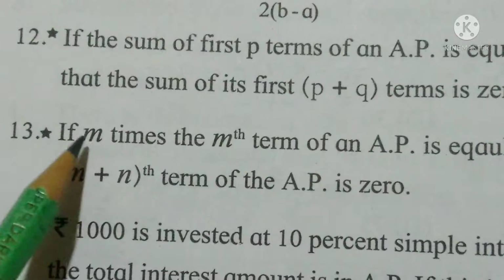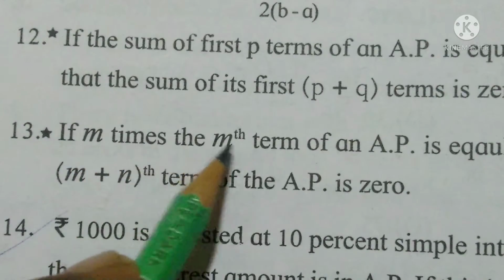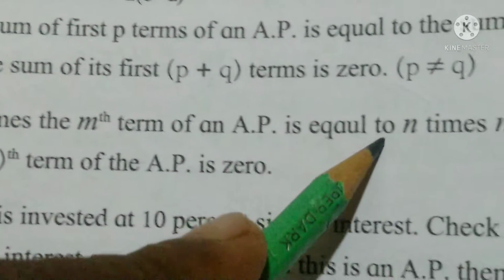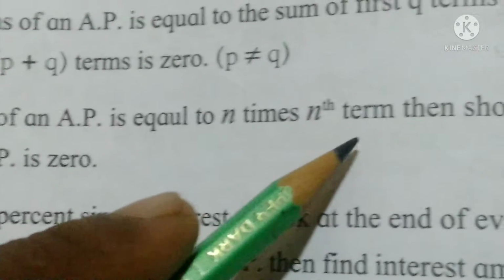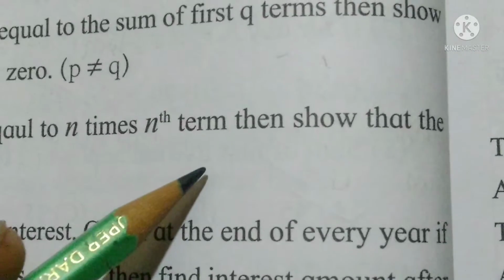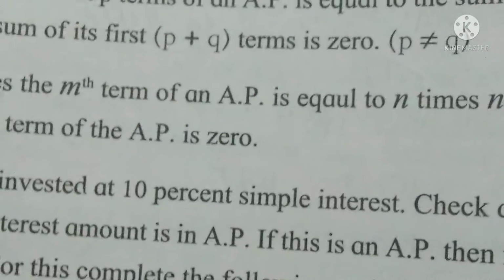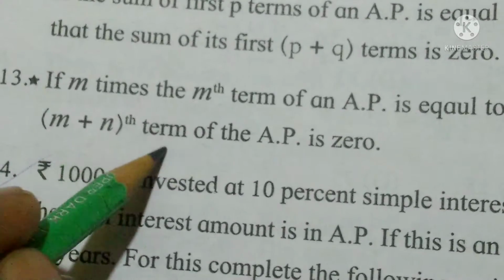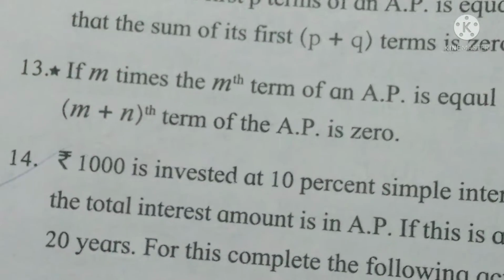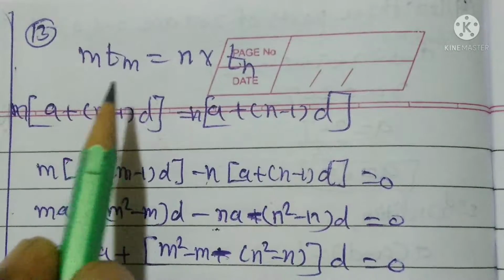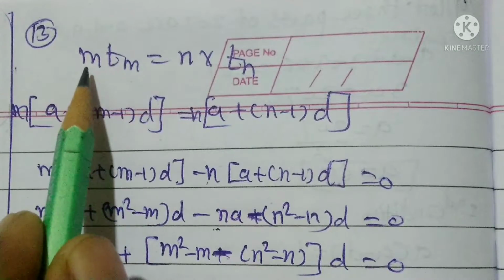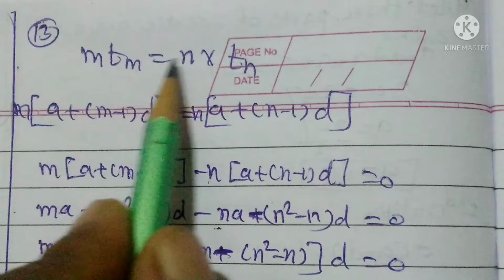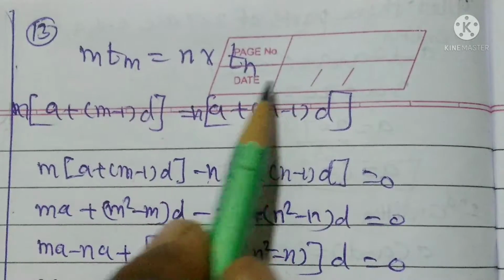Example number 13. If m times the mth term of an AP is equal to n times the nth term, then show that the (m plus n)th term of the AP is 0. So m times the tm term equals n times the tn term.